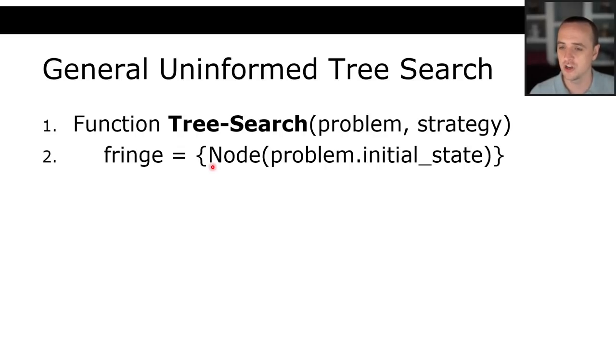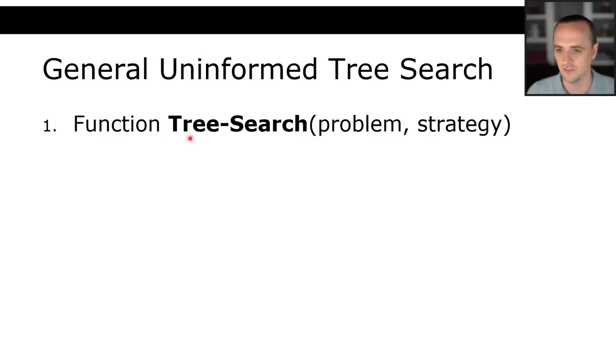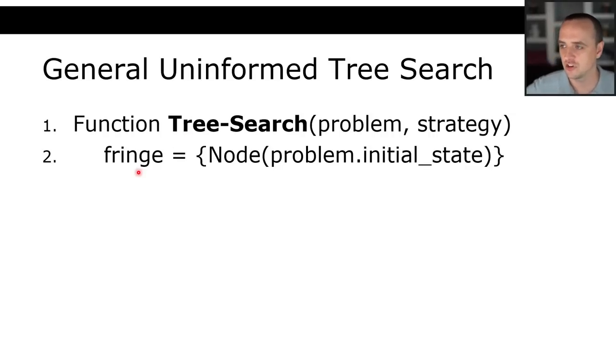The initial fringe is going to be the node that contains the problem's initial state. So let me rewind right here. When you're at the starting state in the search tree, when you haven't expanded anything yet, the fringe contains a single item, which is essentially the root node of your search. So that's what this says. Our fringe, initially, is going to be some collection, and the only element in that collection is going to be the first node of the problem's initial state.